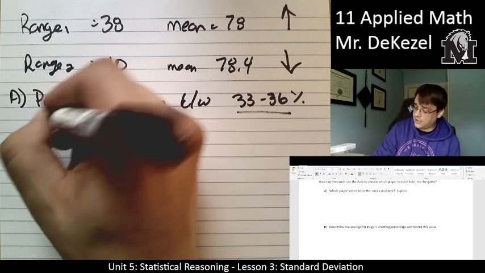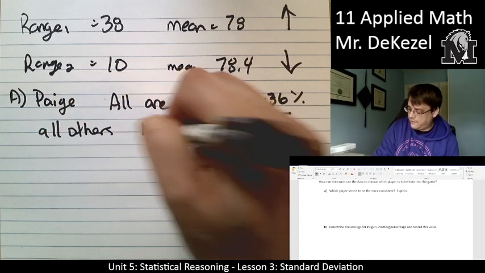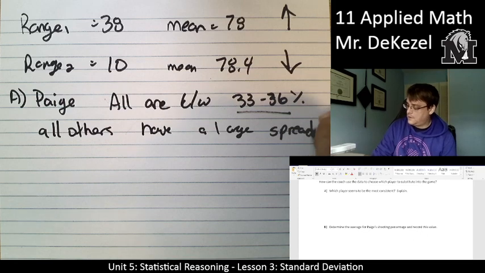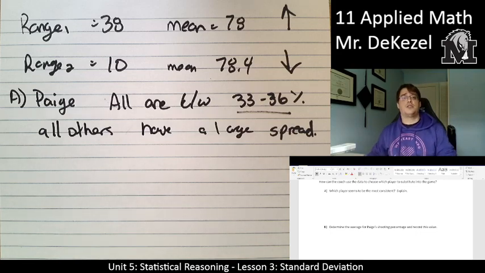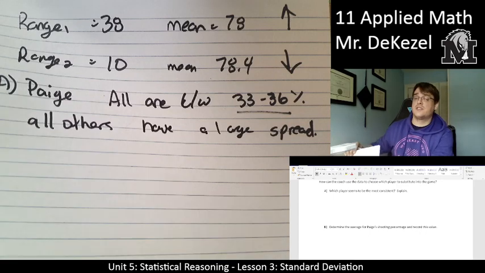All the others have a large spread. So Paige is the most consistent, and we would also say, before we even know anything about standard deviation, Paige has the lowest standard deviation, the smallest amount of dispersion.